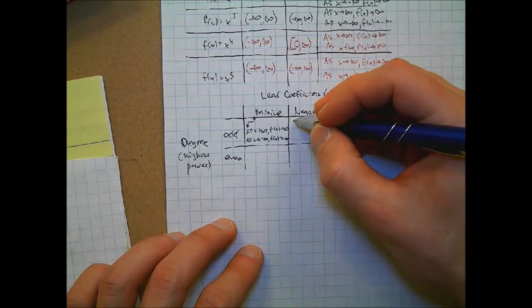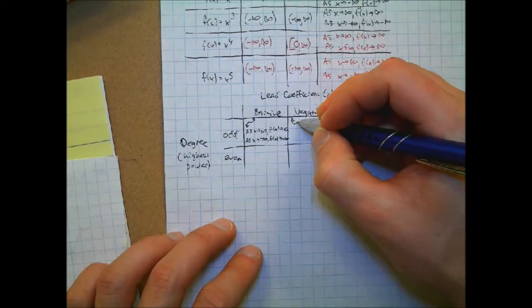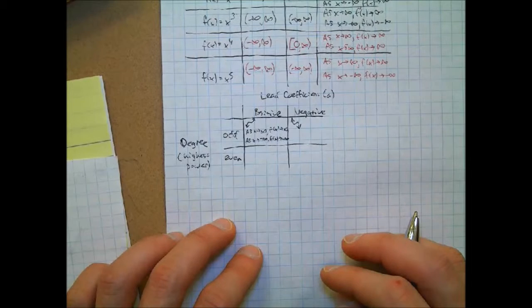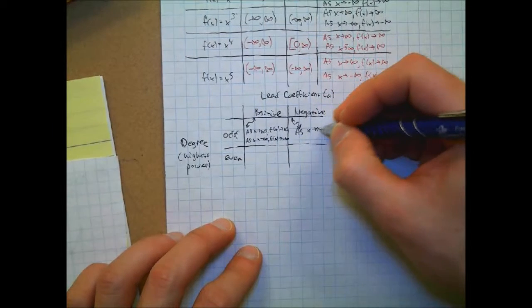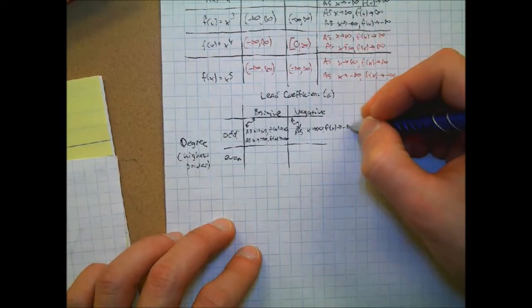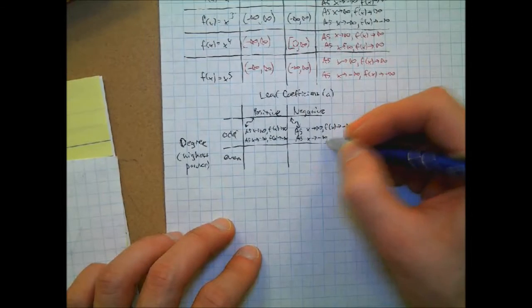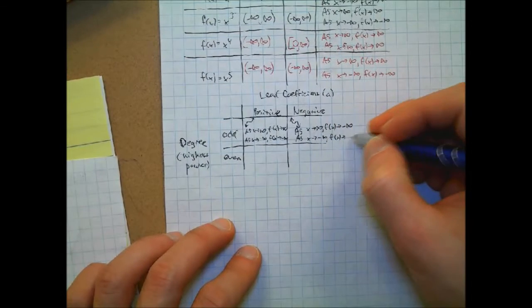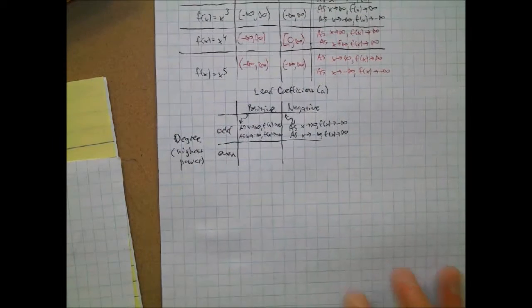All right, then for negative, this will flip, and it'll look something like this. Okay? And so as x approaches infinity, f of x will approach negative infinity. And as x approaches negative infinity, f of x will approach infinity. Sorry for squeezing that in so much.